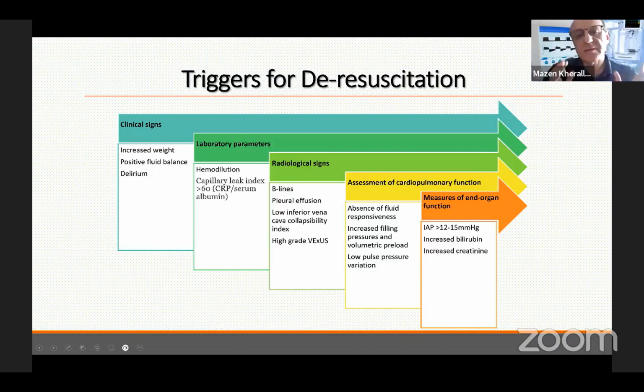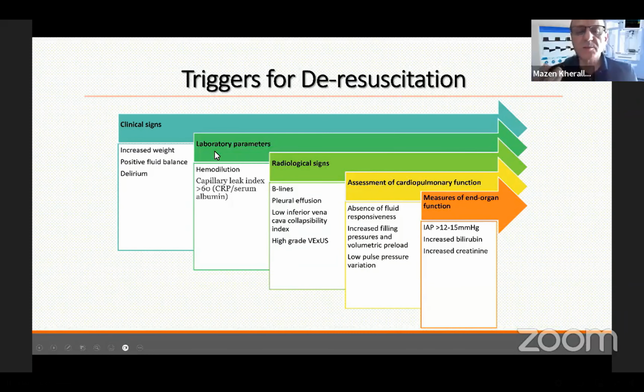But I want to put that in a better way because we don't have all those resources everywhere. So you can utilize whatever you have available at your ICU in order to determine, do I have a trigger for de-resuscitation? That could be, number one, increased weight of the patient and positive fluid balance. And this is what happened with our patient. And the patient could be delirious because of cognitive issues related to some cerebral edema.